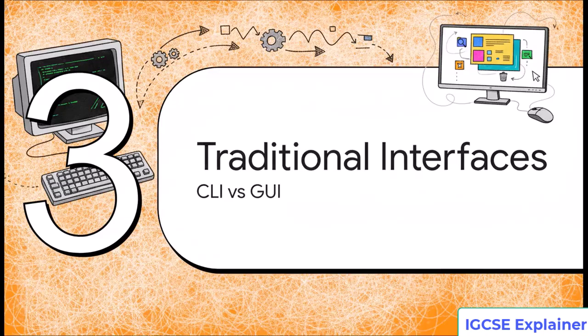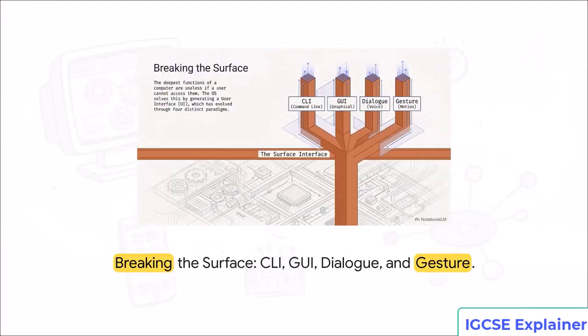Section 3, traditional interfaces, CLI versus GUI. Because here's the reality check. All those deep, powerful functions we just talked about, totally useless if you and I can't access them. To break the surface, the operating system generates a user interface, and this has largely evolved through 4 distinct paradigms: CLI, GUI, dialogue, and gesture.